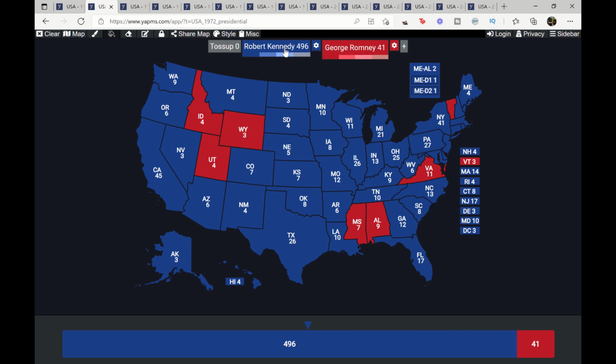If you know the Romney name, it's definitely because of Mitt Romney, who is a modern-day politician, but back in the 60s and 70s, George Romney was the governor of Michigan, and he's also Mitt Romney's dad, interestingly enough.